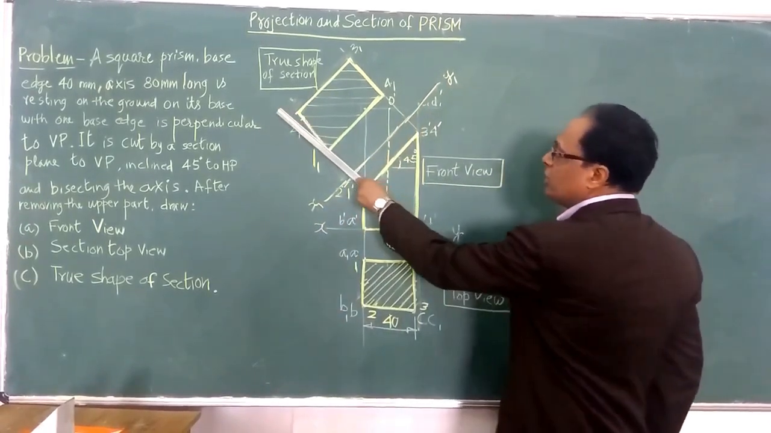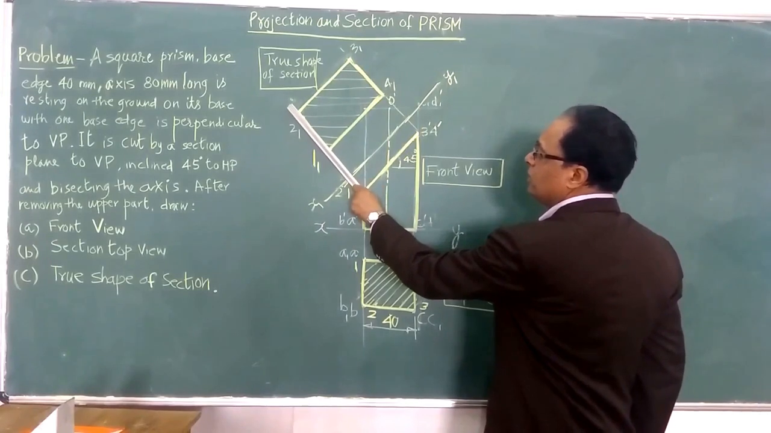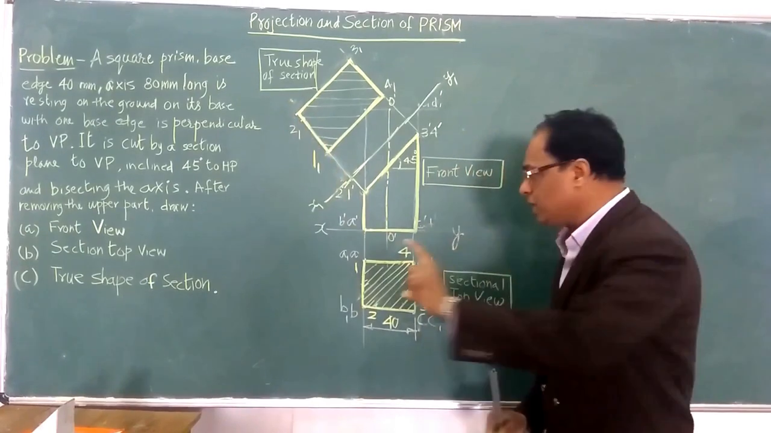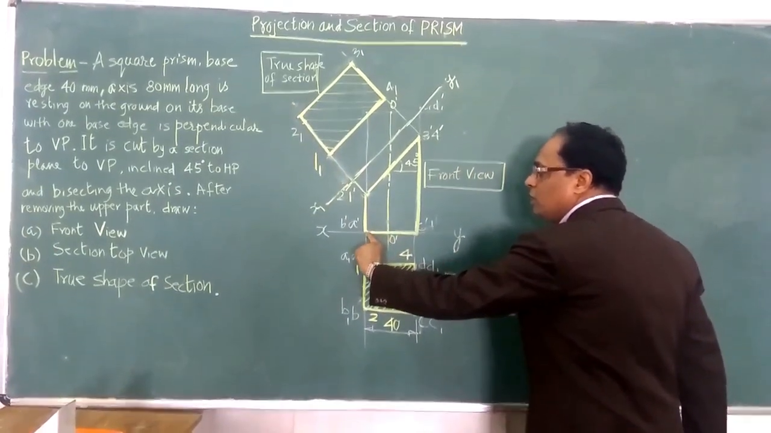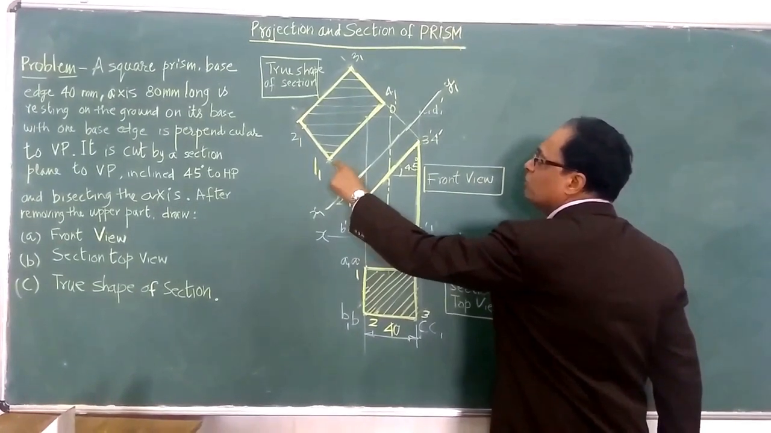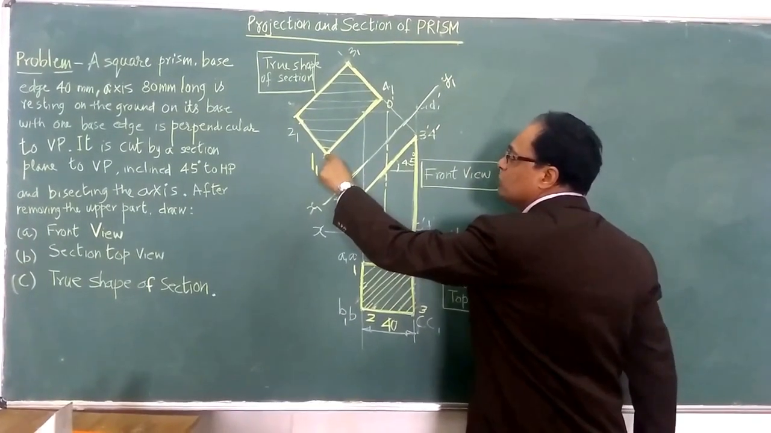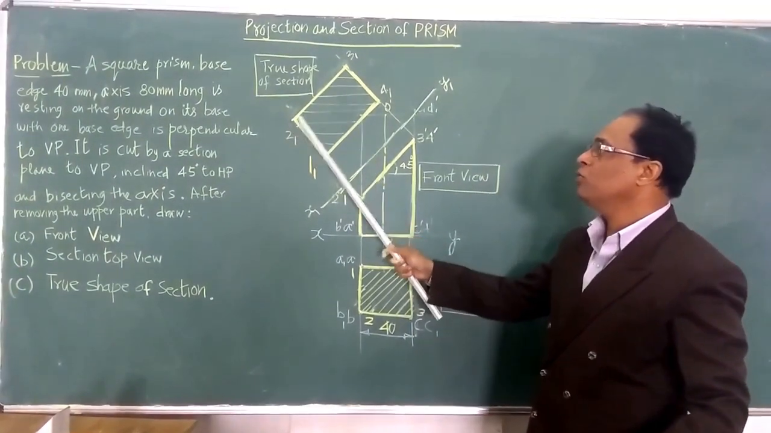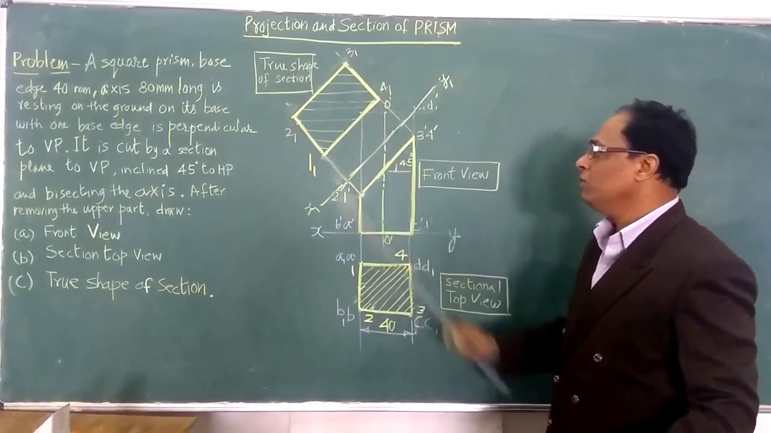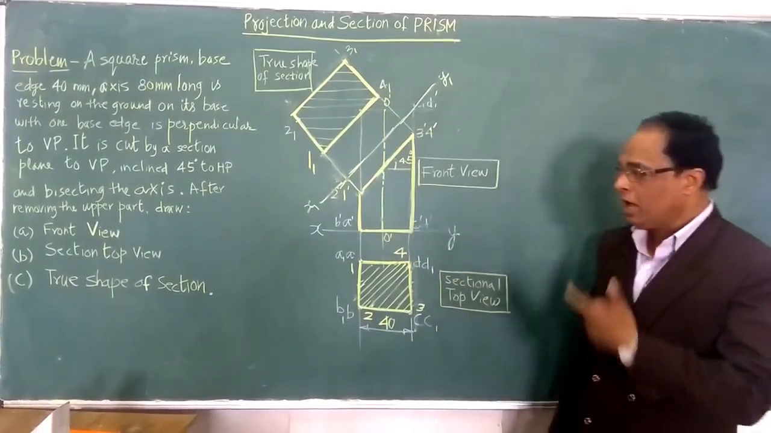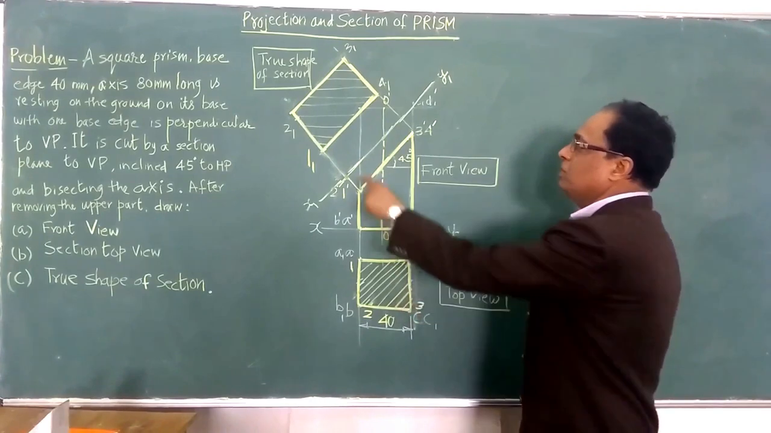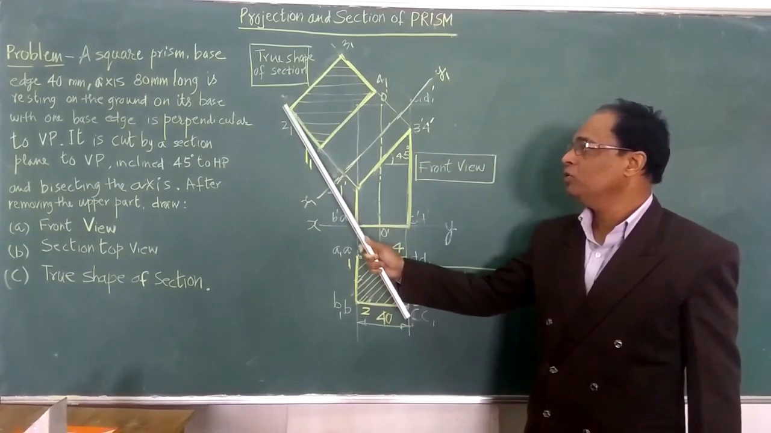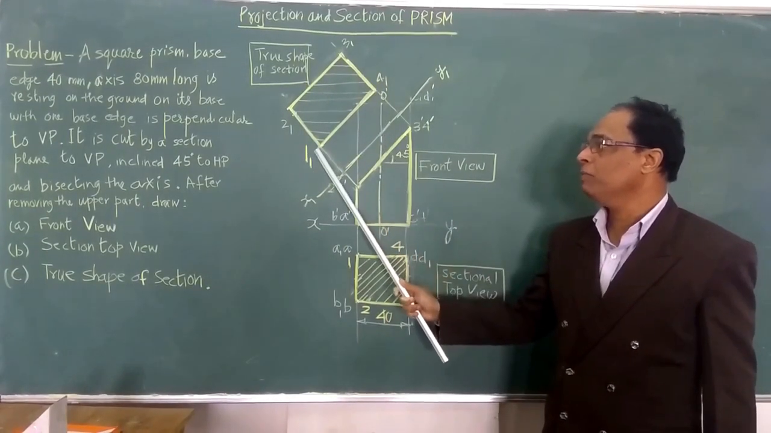Use another scale of the mini drafter. Draw projectors from 1 dash. This is my divider. Take the distance from 1 to the previous ground line and shift it from the new ground line to the projector drawn from 1 dash. Similarly, points 2 1, 3 1, and 4 1 are obtained by the method used to obtain 1. Join 1 1, 2 2, 3 3, and 4 4 by thick lines.